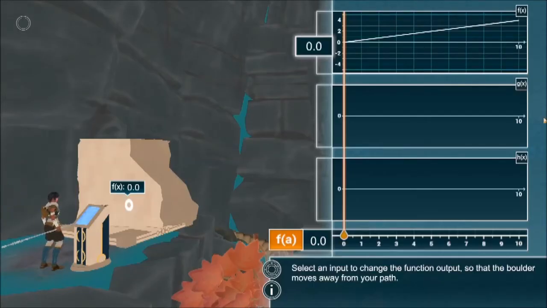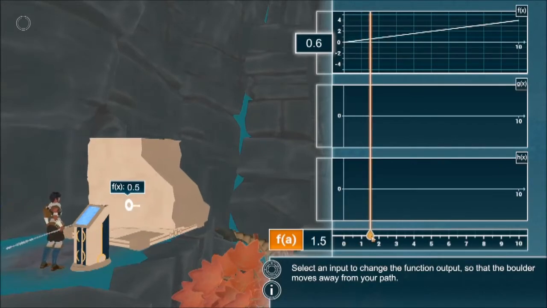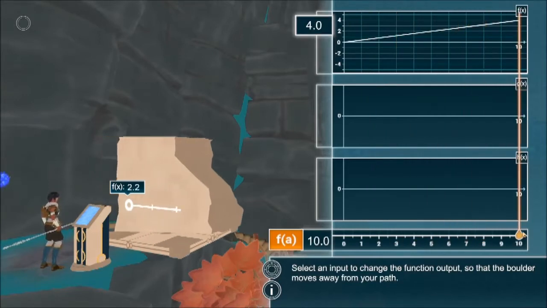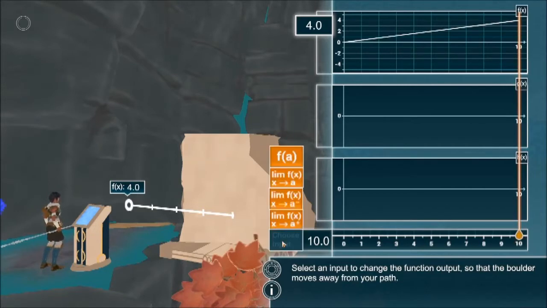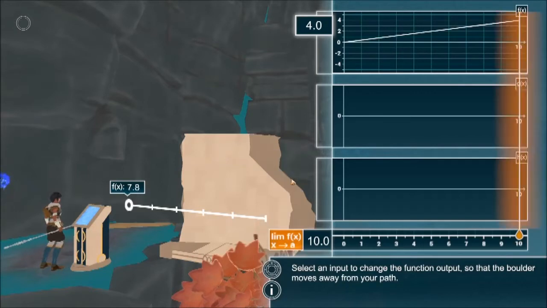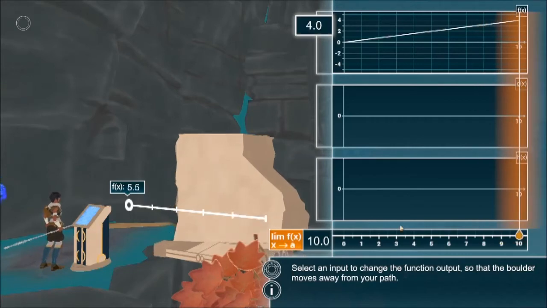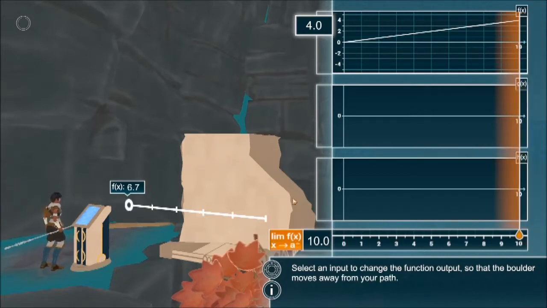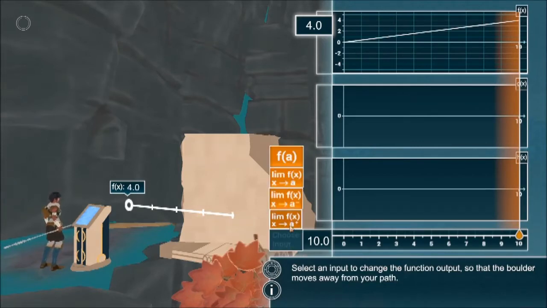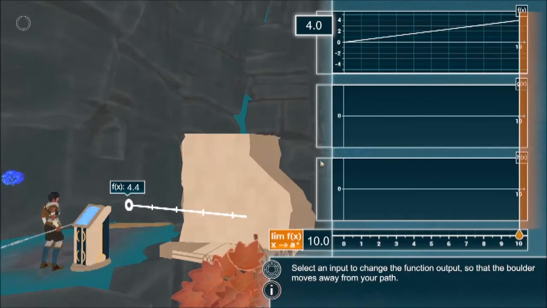So this is going to be another kind of challenge. There we are. So select an input to change the function output so that the boulder moves away from your path. Do we maybe reach to the limit? Yes. I don't know. So the limit of f of x as x approaches a, limit of f of x as x approaches a minus and a plus. Oh, so we want to get to the value of 10.